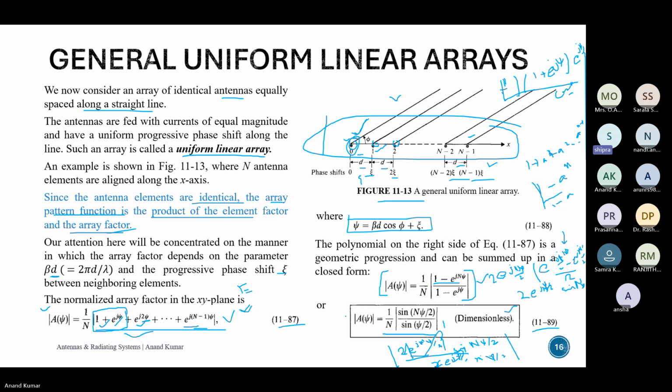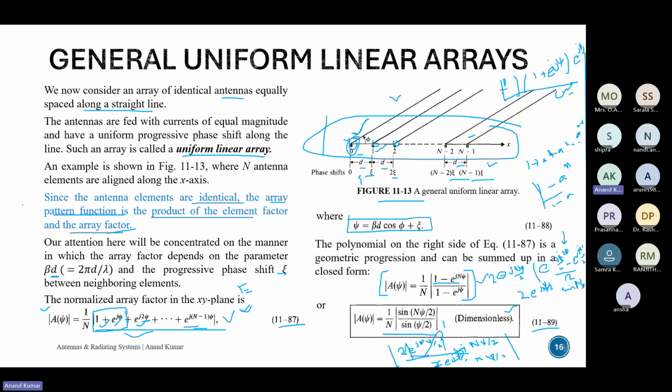What is the difference between the uniform linear arrays and the common linear arrays? There was some noise, can you please repeat your question? So the distance should be the same in the uniform linear arrays. It is kept d every time.